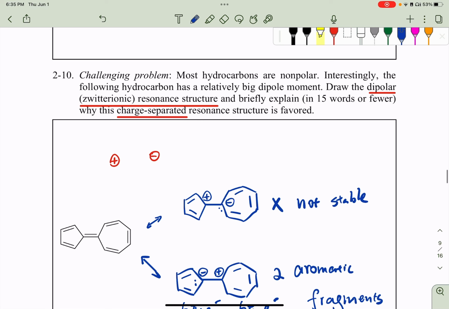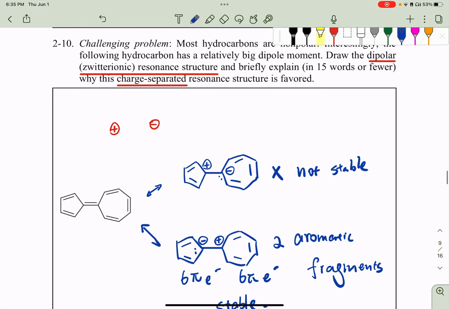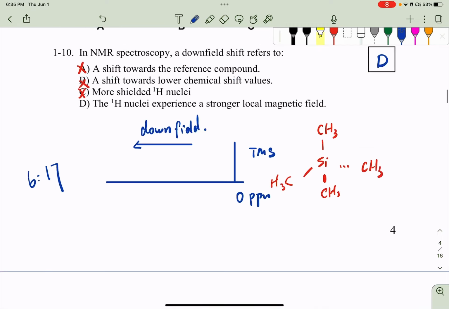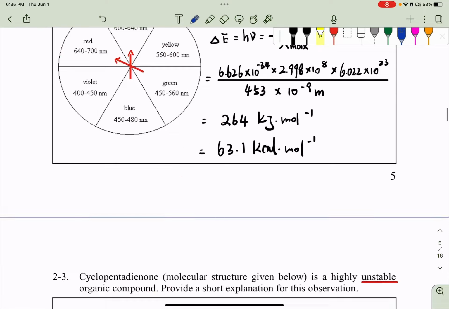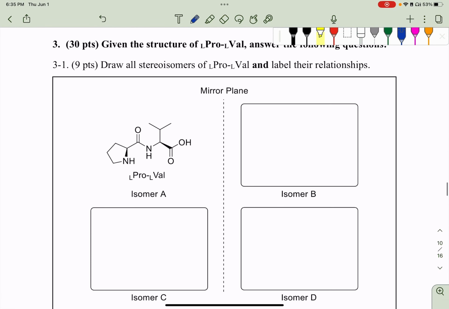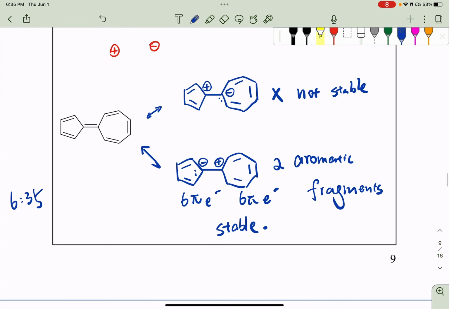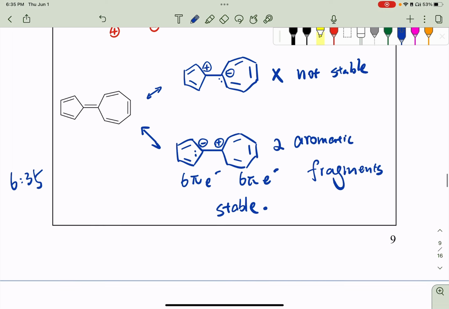All right, so that's our 210. What's our timing now? We are at 6:35. Let's see, how much time do we have left? We started at 6:05, and 30 minutes have passed. Okay, so we have plenty of time. Now let's move on to the comprehensive problems.